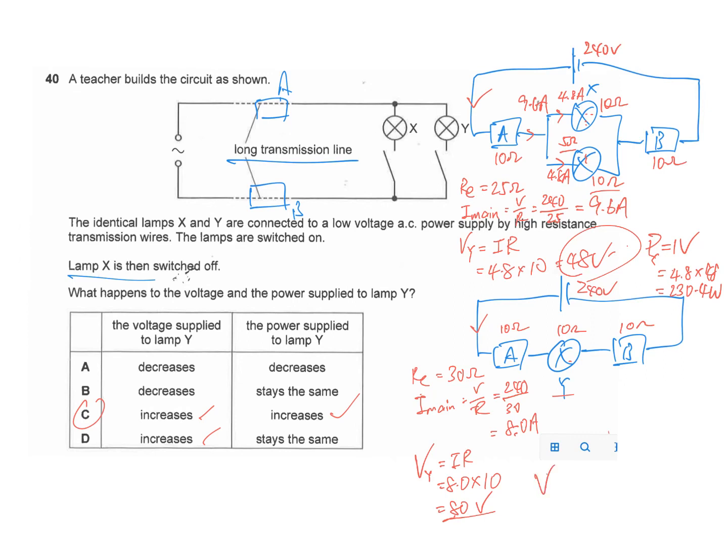The power for Y will be IV, and the current flowing through is a constant 8.0 times the voltage across Y, which is 80. So you have your power as 640 watts. So once again, from previously 230.4 watts, now it has increased to 640 watts.